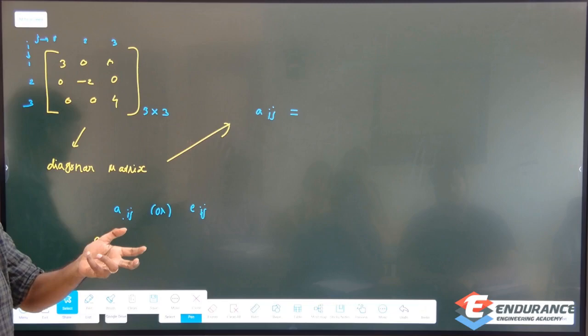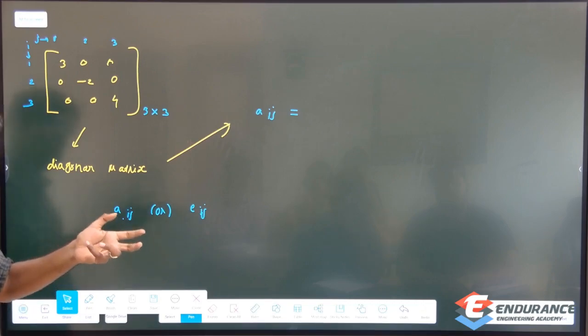For a diagonal matrix, when will Aij be 0? When i and j are not equal. When i and j are equal, it may be 0, may not be 0. The diagonal element can even be 0. Here, instead of -2, it can even be 0.